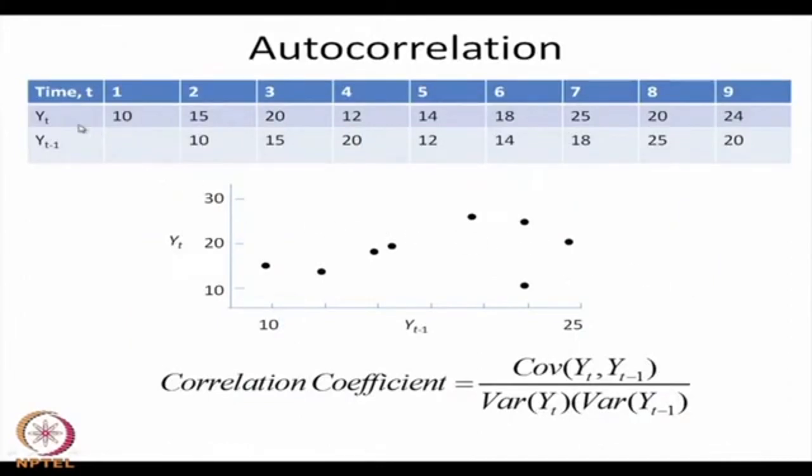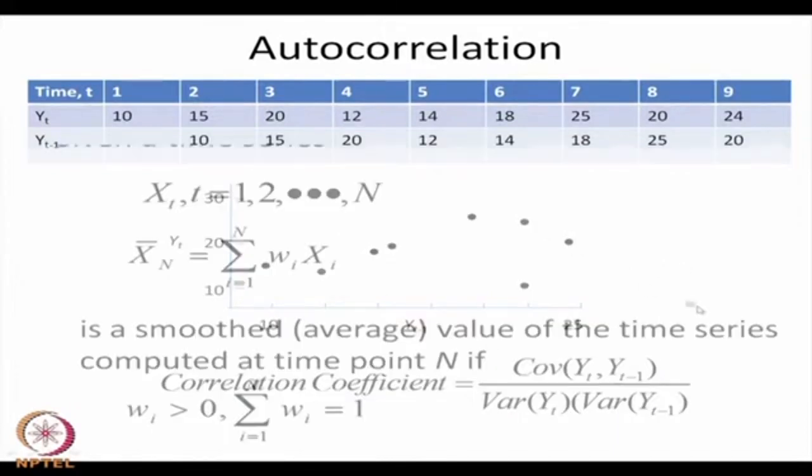Autocorrelation is basically defined in terms of only one time series, but when it is correlated with its own past values. So, if we take autocorrelation between y t and y t minus 1, we then define y t minus 1 as a 1 period lag time series. So, 10 and 10, 15 and 15, 20 and 20, etcetera. A 2 period lag time series means 10 here, 15 here, 20 here, 12 here, etcetera. And then we find out how y t is correlated with its own lag. That's autocorrelation, and correspondingly we can find out the autocorrelation coefficient.